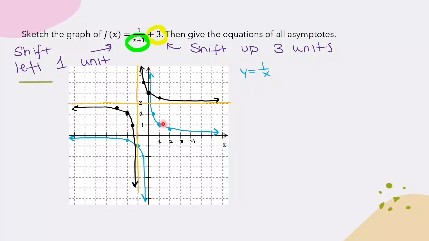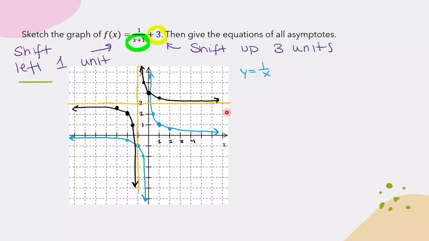And then I took a couple of the points on my parent function and I moved them up 1, 2, 3. Here we go. Let's try that again. 1, 2, 3, and then to the left 1 unit. And so in black is a sketch of this function, f of x equals 1 over x plus 1, plus 3.